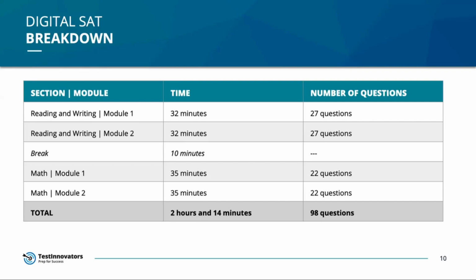You then have a 10-minute break, and then you move on to the math section, and it's the same drill. So in module 1, you have 35 minutes to answer 22 questions. You can skip questions, you can go back to questions, but you're in module 1 for those 35 minutes. You cannot move ahead to module 2 or go back to reading and writing. Then once the 35 minutes are up, you move on to module 2, and you have 35 minutes to complete 22 more questions. So total 2 hours and 14 minutes and 98 questions.